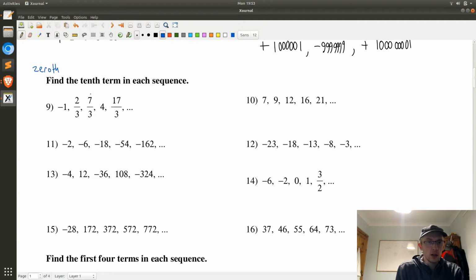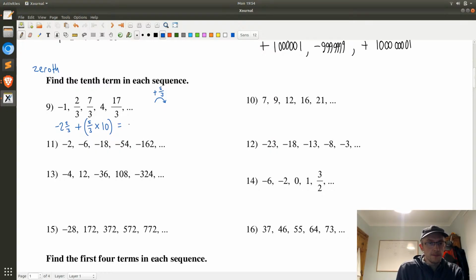So if I'm adding on 5/3 each time, that's my common difference. What I'm going to do is take away 5/3, which takes me down to -2 and 2/3. And then I'm going to add on 5/3, but multiply that by 10 to get the 10th term in the sequence.